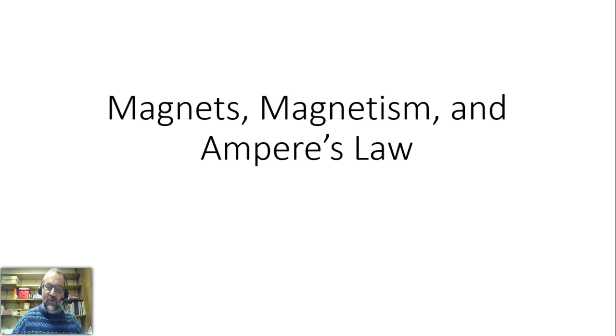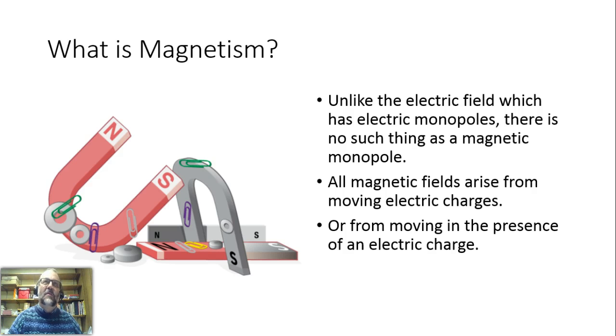Today we're covering Chapter 22, Magnetism, and Ampere's Law. First question is, what is magnetism? Well, electric charge, like with electrons and protons or electrons and quarks, comes in what are called monopoles. That means you can have a single unit of charge and the electric field will all point to or away from that unit of charge. That's not the case with magnetic fields. There is no such thing as a magnetic monopole.